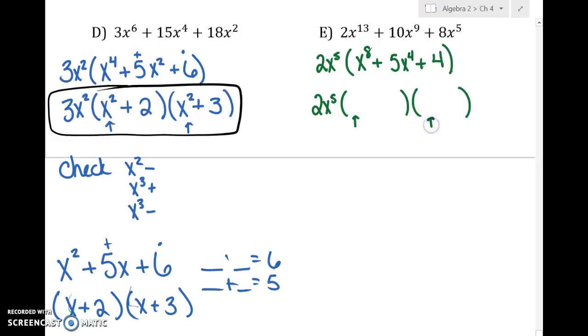These two have to multiply to give us x to the 8th. So these have to be x to the 4th and x to the 4th. What two numbers multiply to give you 4 and add up to 5? 1 and 4, and they both need to be plus. Now again, if you need to do blank times blank equals 4, blank plus blank equals 5, you can, but we're factoring the same as we did before. Would either of those break down further? Are any of them x to the 4th minus? No, so that is done.